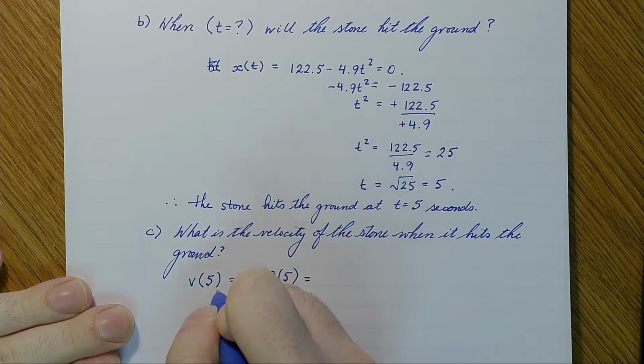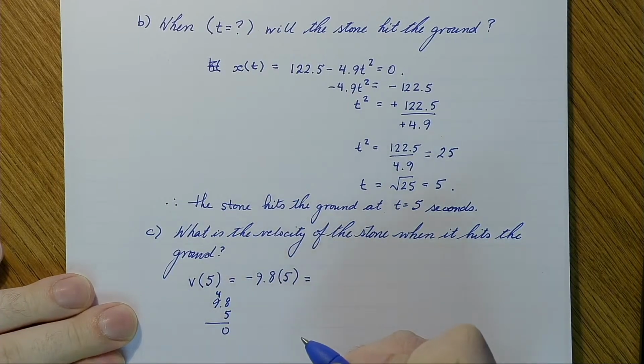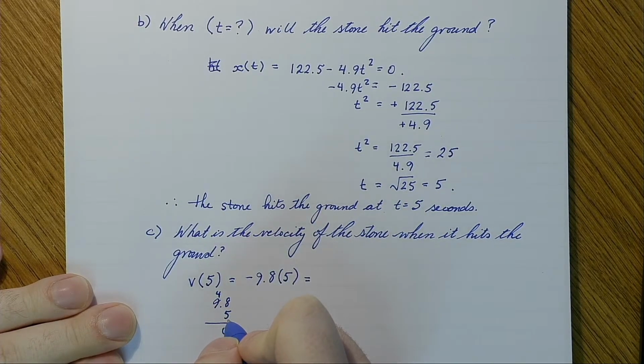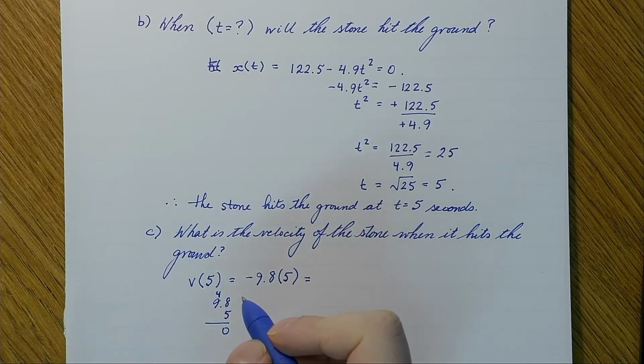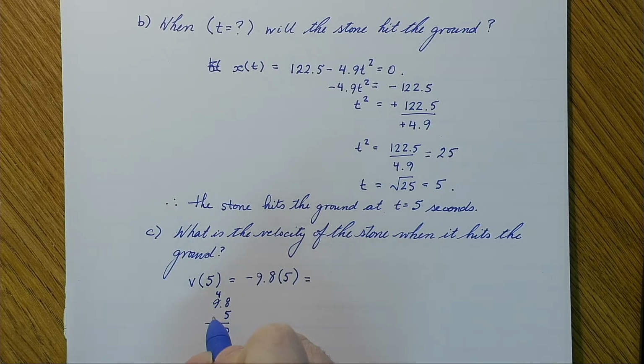So 8 times 5 is 40. 9 times 5 is 54. 54 plus 4. No. 9 times 5 is 45. 45 plus 4 is 49.